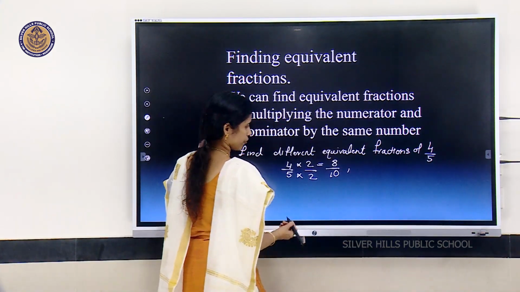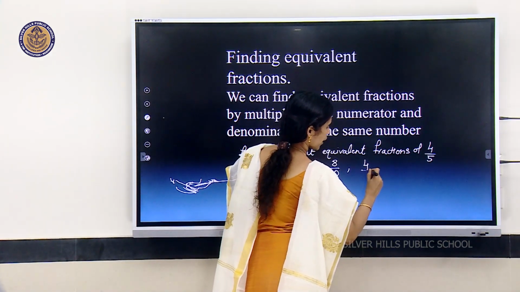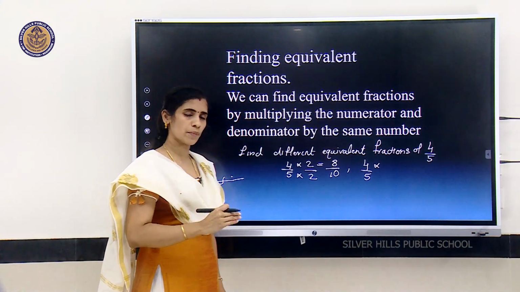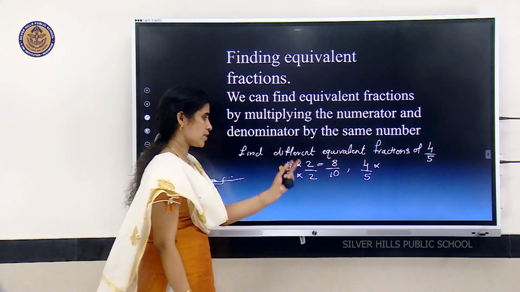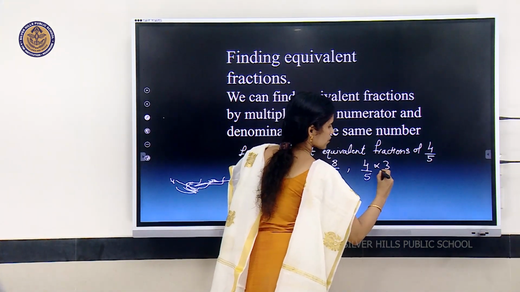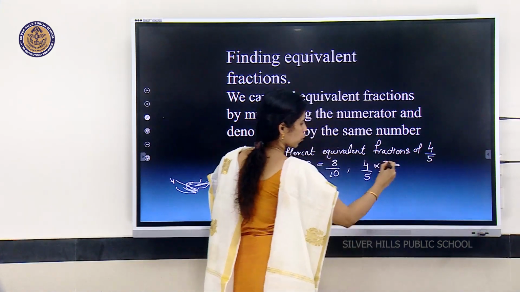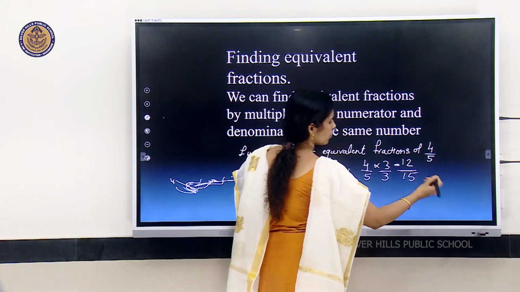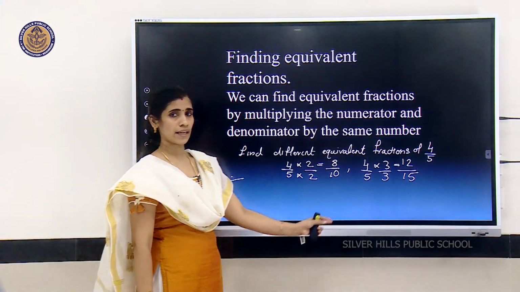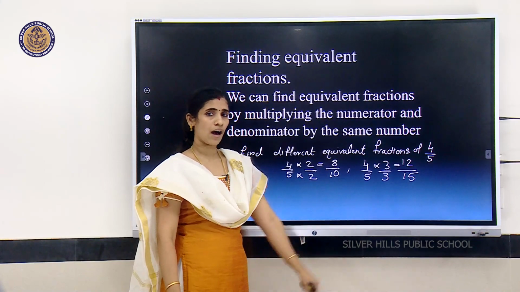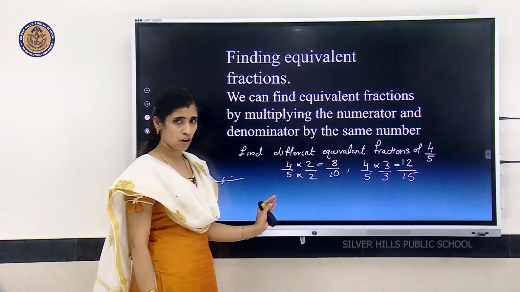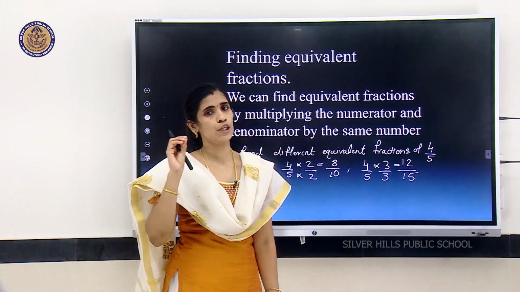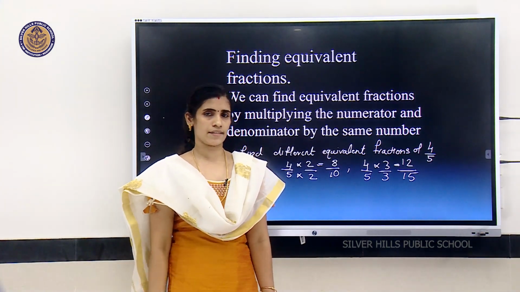Then one more equivalent fraction, that is 4 by 5 into 3 by 3. We can multiply the numerator and denominator by any number. So here we can take 3. So 3 by 3. 4 into 3 is equal to 12. 5 into 3 is equal to 15. So 8 by 10 and 12 by 15 are different equivalent fractions of 4 by 5. So we can get equivalent fractions by multiplying the numerator and denominator by the same number.